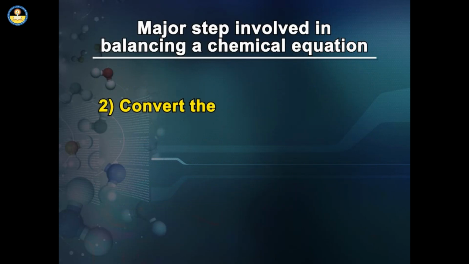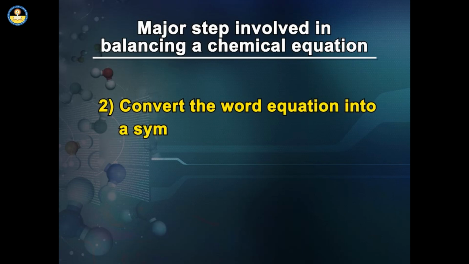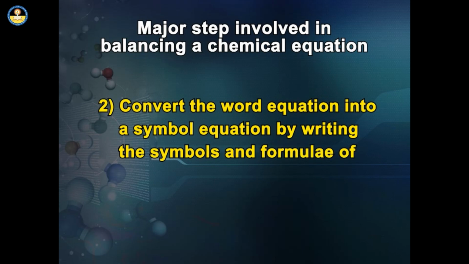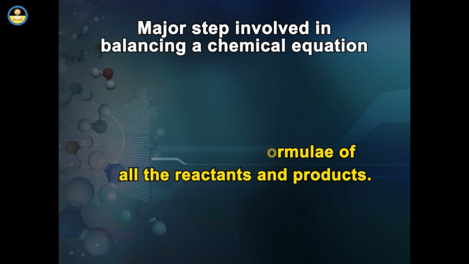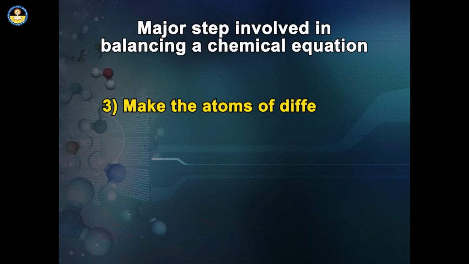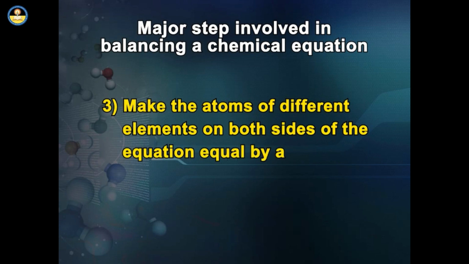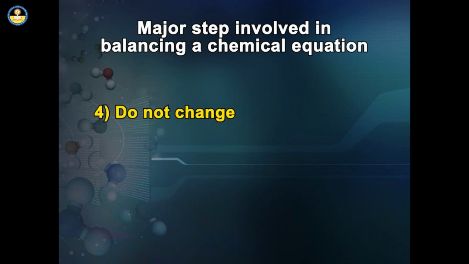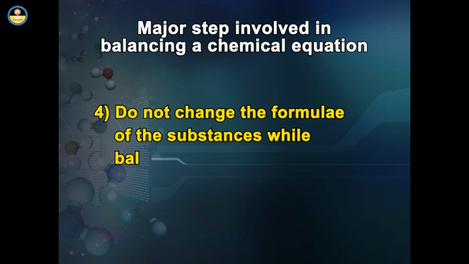2. Convert the word equation into a symbol equation by writing the symbols and formulae of all the reactants and products. 3. Make the atoms of different elements on both sides of the equation equal by a suitable method. This is known as balancing of equation. Do not change the formulae of the substances while balancing the equation.